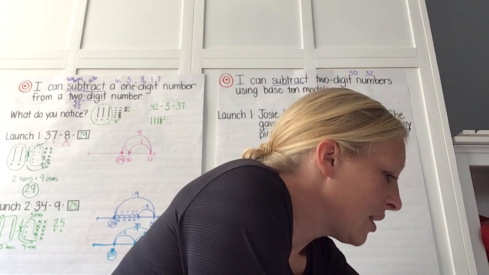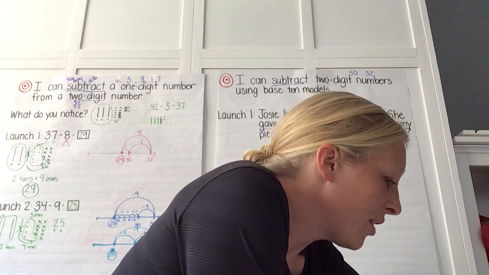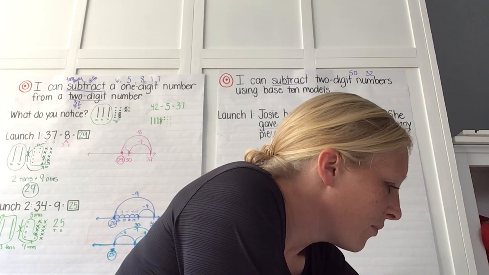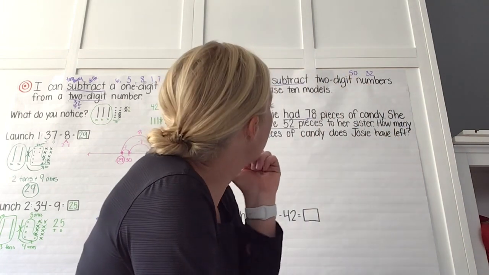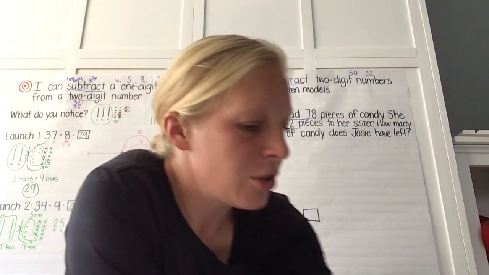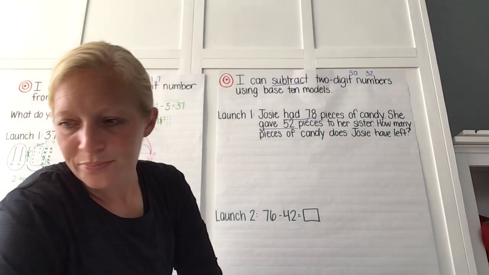What does this number represent? Are you adding or taking away? How many are you taking away? Where is your unknown in your equation?